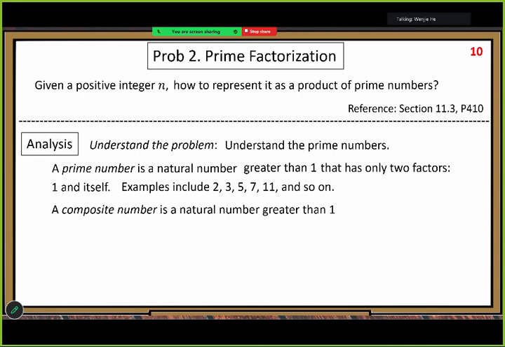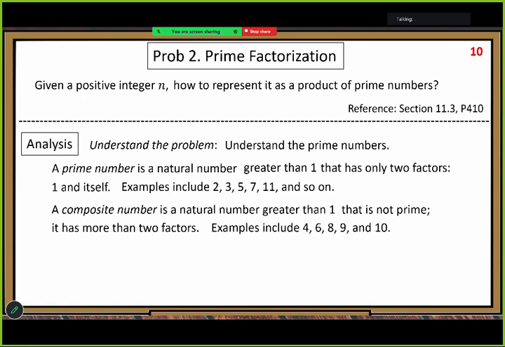A composite number is a natural number greater than 1 that is not prime. That means it has more than 2 factors, right? A composite number is greater than 1 and has more than 2 factors. So those are the definitions of these 2 types of positive integers.